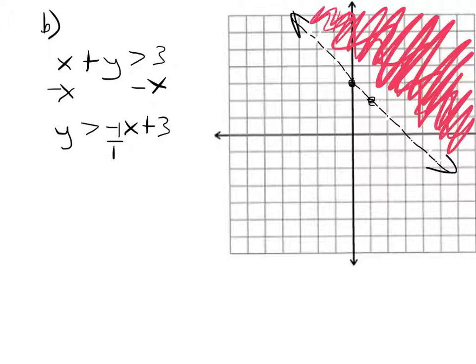The only other thing that you really need to watch out for is vertical and horizontal lines. So, C: x is less than negative 2. D: y is less than or equal to 1. So I'm going to make really quick graphs right here.